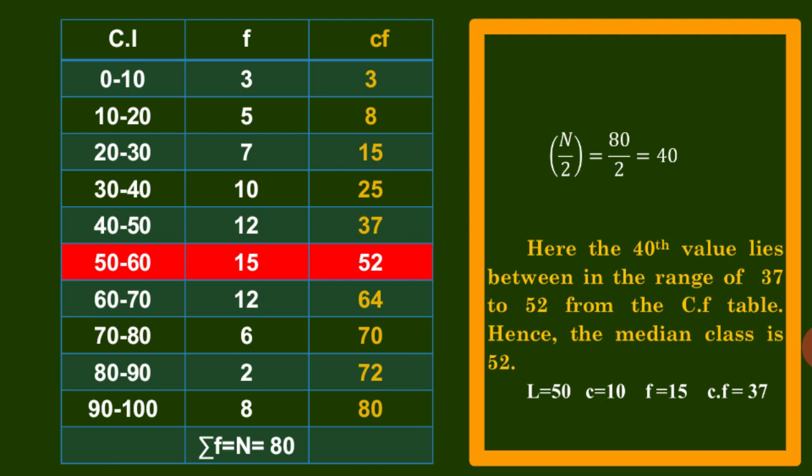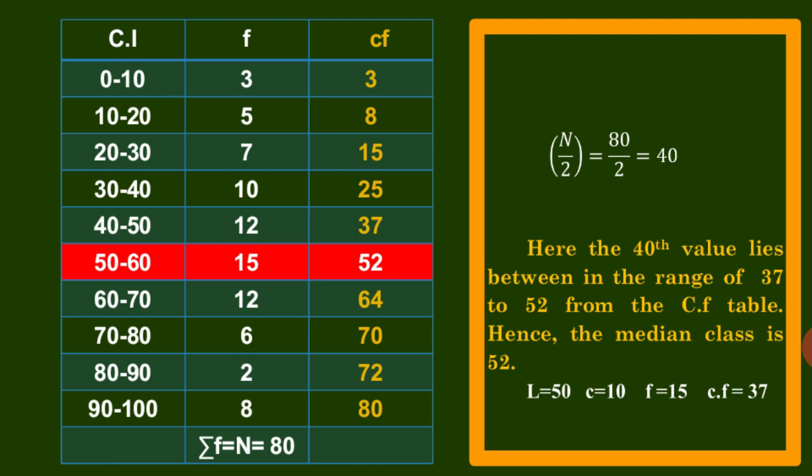Okay. Now we are going to find the location of the median, the 40th value. Now I am checking for the 40th value in the cumulative frequency column, one by one. First, we check 3 to 8. The 40th value is not available. Again, we check another range, 8 to 15. The 40th value is not available. Again, I am checking 15 and 25. Here also it is not available.